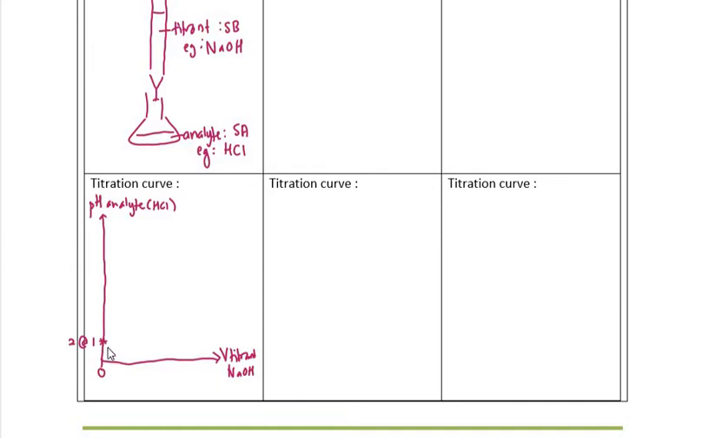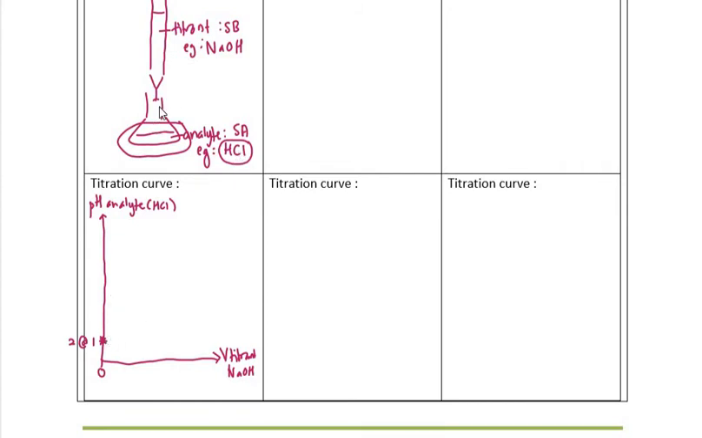Starting point here. Why? Because before you add titrant to the analyte, the pH in this conical flask will refer to the pH of this HCl. We know that for a strong acid, the range of pH is 1 to 3. So approximately, we estimate 1 or 2 for the starting point. Here the pH refers only to the pH in the conical flask. Before you add titrant, at volume zero, the pH of the conical flask refers to the pH of the strong acid.